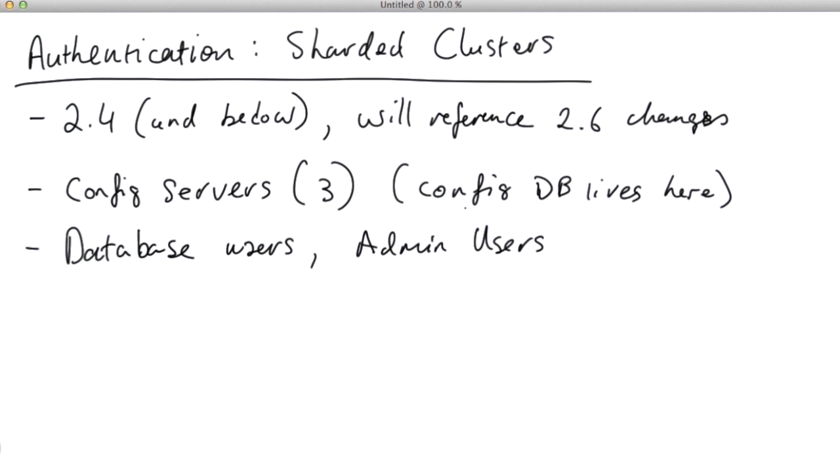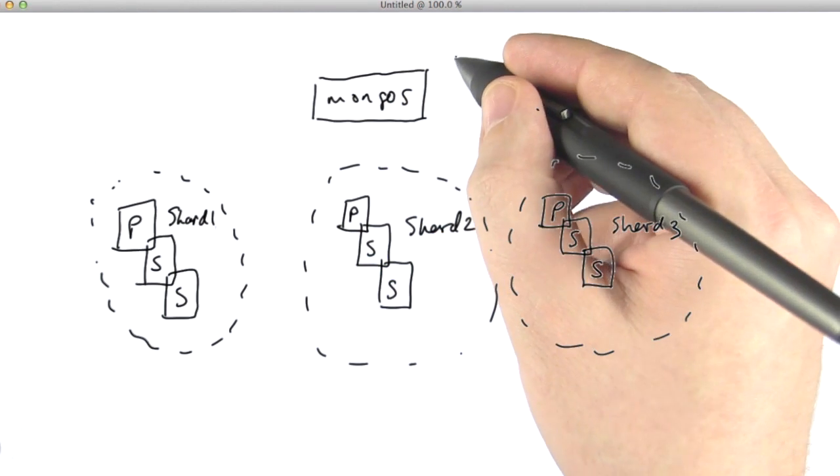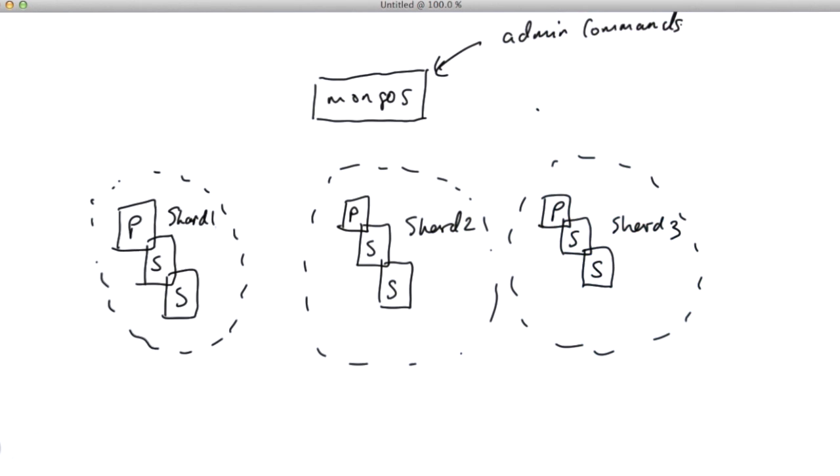All right, so let's draw this out. Okay, so here's a diagram similar to ones that we've seen before. 3 shard cluster, primary, secondary in each one. So these are all replica sets here, and of course we have our mongos up here at the top. Now, all of your administrative work should be done on the mongos itself. So you will be doing your add users, remove users, and everything else through here. So the admin commands will be done on the mongos.